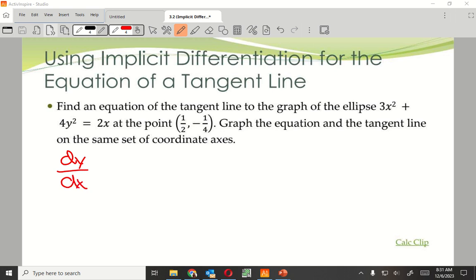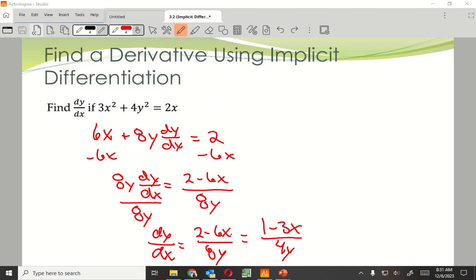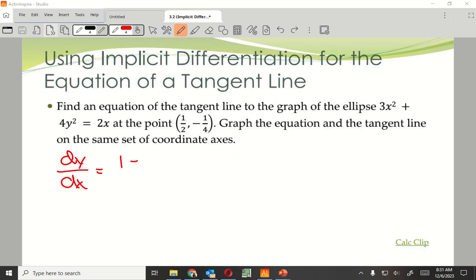dy/dx is 1 minus... Wait, isn't it different because it's a 3x thing? Oh, I see that. Yeah, it's the same problem. 3, and I'm replacing x with what? With 1/2, because it's the coordinate, over 4 times negative 1/4. So we already did the derivative, and now we're just plugging it in. Now we're just evaluating at a point.